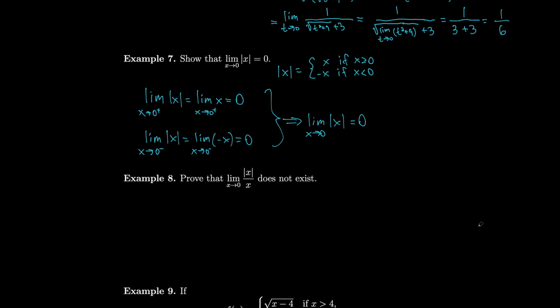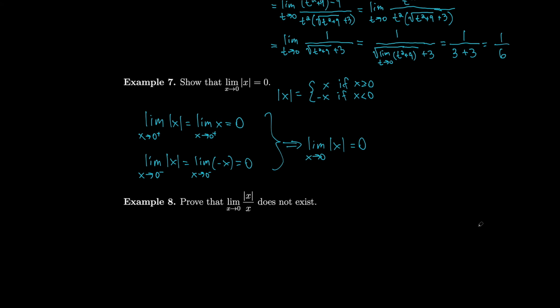Let's prove that this limit doesn't exist. So it's the limit of absolute value of x over x as x approaches 0. Again, let's look at the left and right-handed limits. So let's look at the limit as x goes to 0 from the right of absolute value of x over x. That's the limit as x goes to 0 from the right of x over x, because we're looking at positive values, so we use the positive definition. And x divided by x equals 1, because x cannot be 0. Remember, we're taking a limit near 0, not equal to 0.